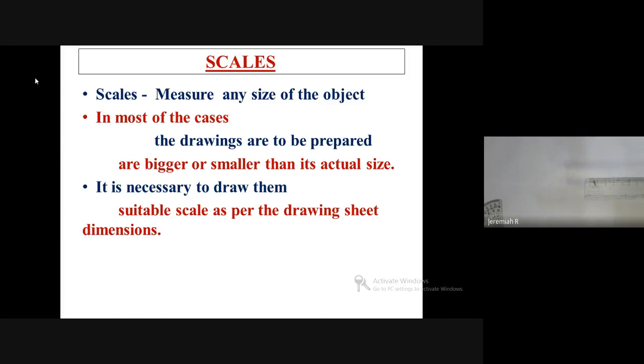But if you want to draw in a suitable scale based on the drawing sheet, say I want to draw a kilometer in a drawing sheet, we have to go for scales. I want to draw an acre in a drawing sheet, we have to go for scales. Maybe some other unit, hectometer, decimeter, kilometer or meter, we have to go for scales. It is necessary to draw them in a suitable scale as per the drawing sheet dimension. Based on the sheet dimension only can you draw. If I want to draw a car, I can draw it only in an A3 sheet, or A2, A1 or A0.